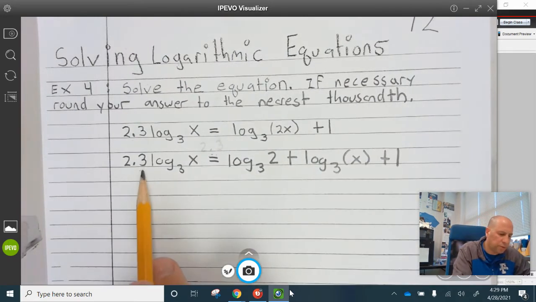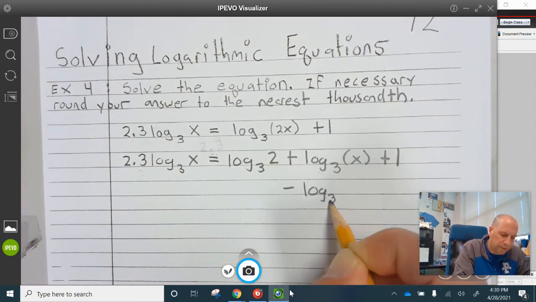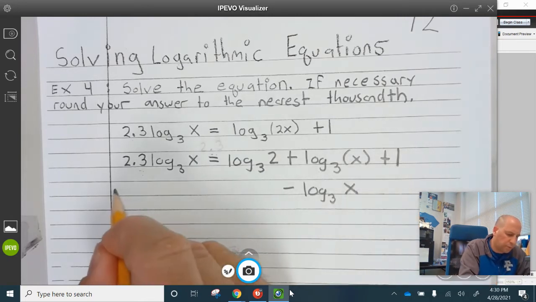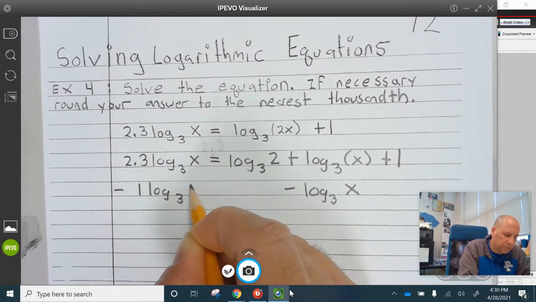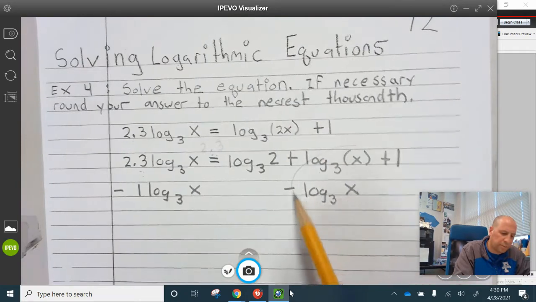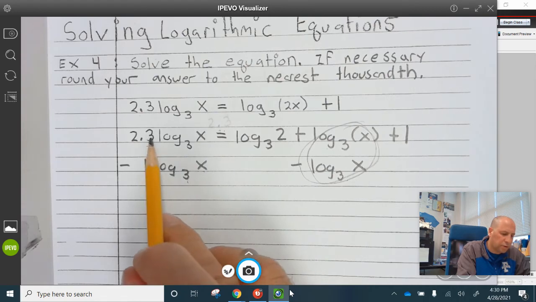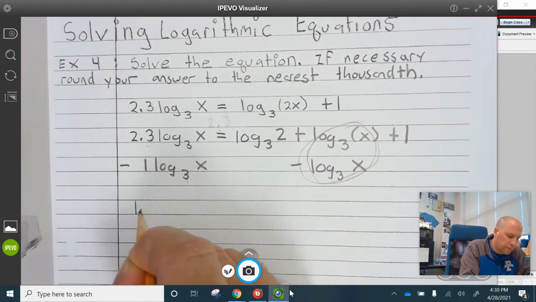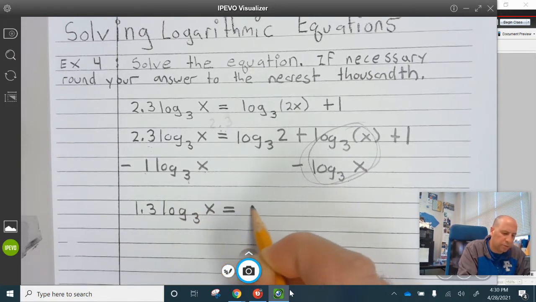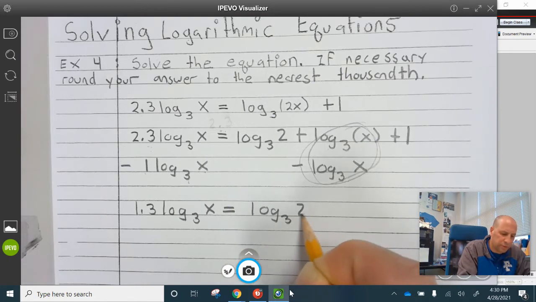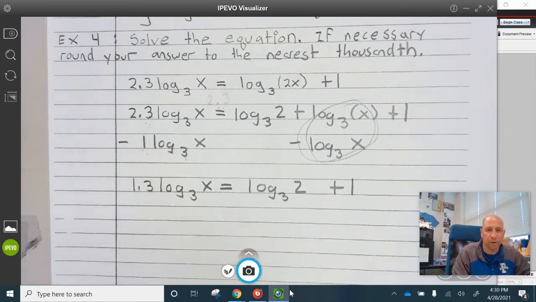Now the reason why we need the 2.3 in front for what we're about to do here, we're going to subtract log base 3 of x from both sides. Now that's technically a 1 log base 3 of x. Now this becomes 0, and we can subtract it, since it's the same base and x here, 2.3 minus 1 is 1.3 log base 3 of x equals log base 3 of 2 plus 1. That's why we need the 2.3 in front, so we could subtract it from the 1. Okay?